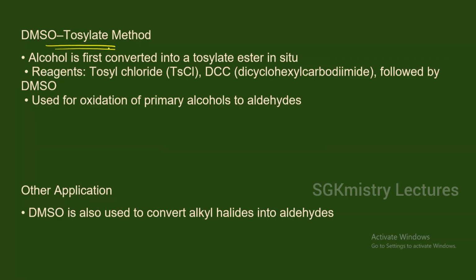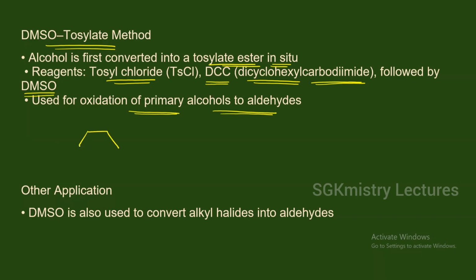Alcohol can also be oxidized by DMSO by converting it into a tosylate ester in situ. So now how it is done is, first of all, the formation of tosylate is achieved in situ by the reaction of primary alcohol with tosyl chloride, that is represented as TsCl, in the presence of dicyclohexylcarbodiimide, that is DCC, and it is followed by the addition of DMSO. So now, this is again specifically used for the oxidation of primary alcohols to the aldehydes.